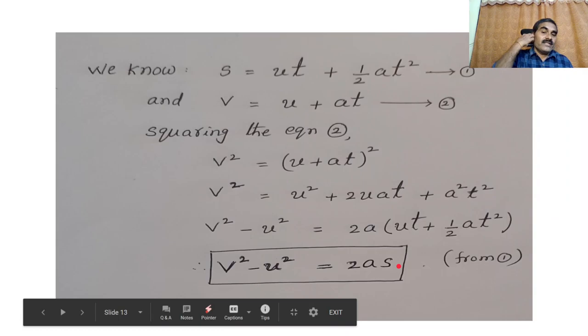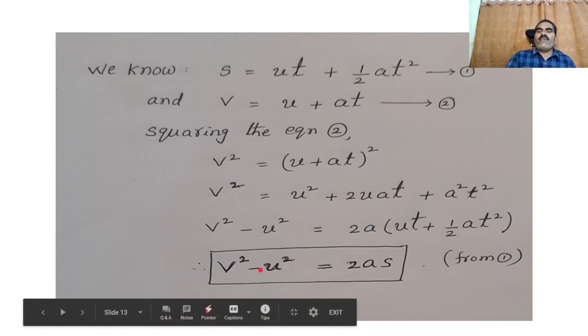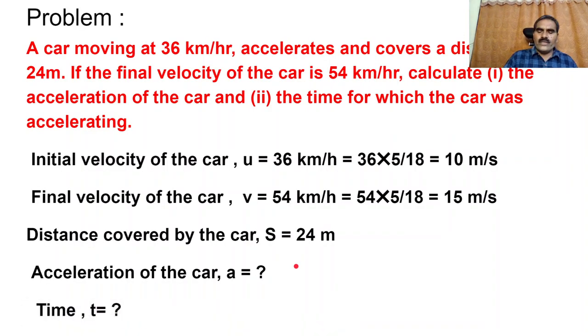This is the relation between the initial velocity, final velocity, acceleration and displacement. If any three of the quantities are given, the fourth quantity can be calculated very easily. So in order to understand that, we have to take a problem.